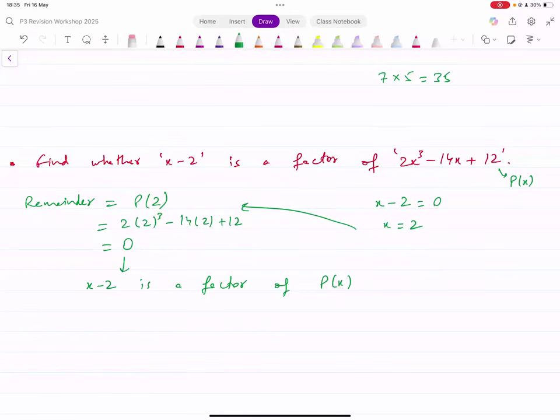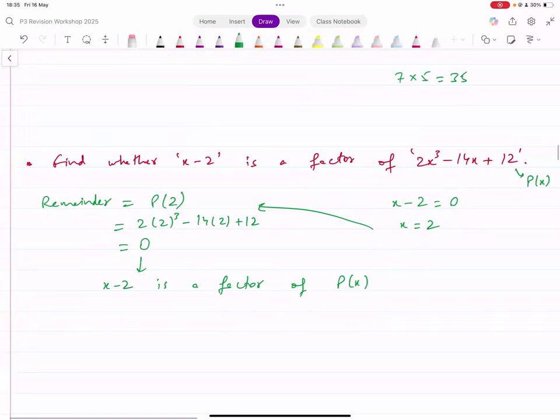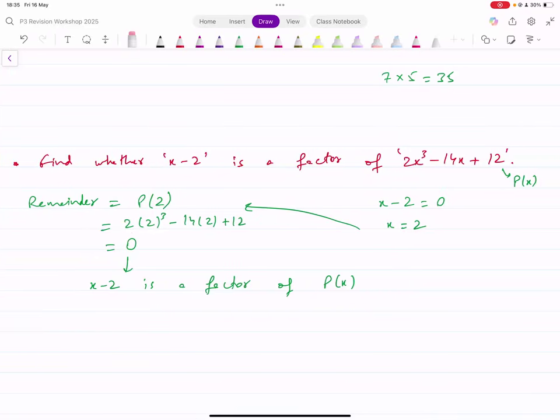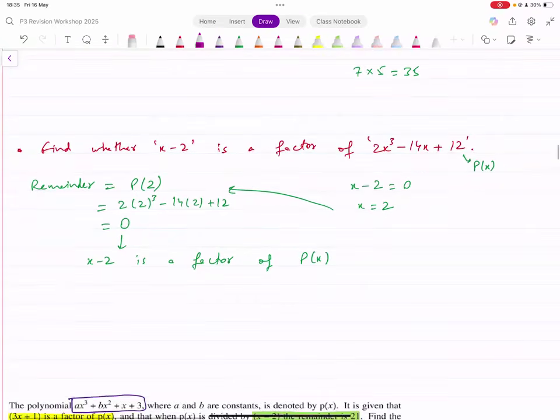Put x minus 2 equal to 0, and that gives you x equal to 2. You put x equal to 2 in this polynomial, and the value that you get from that is going to be the remainder. The remainder turns out to be 0. If the remainder is 0, that proves that x minus 2 is a factor, because whenever from a division the remainder is 0, that means the divisor is a factor. So in this case, x minus 2 therefore is a factor.